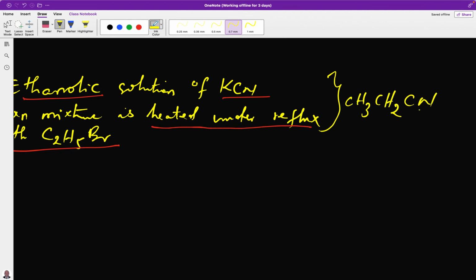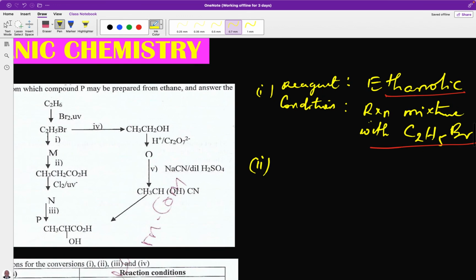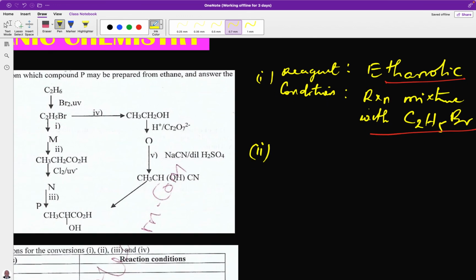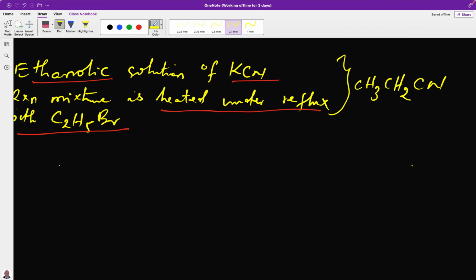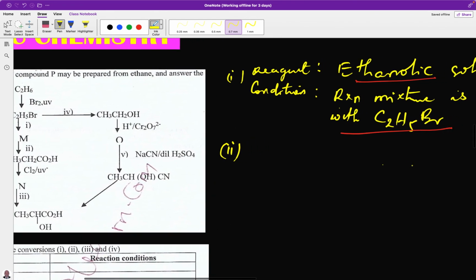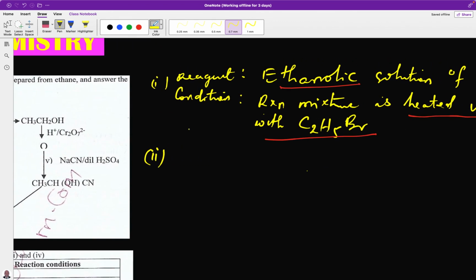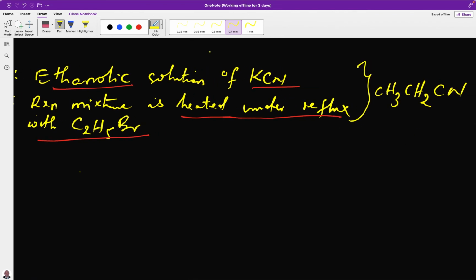Now this will be hydrolyzed, acid hydrolysis. 2 is the reagent and the reaction condition. Now we have propane nitrile. How can we convert propane nitrile to the acid? To convert propane nitrile to acid, this is supposed to be M. By reacting this with this, it gives us this. So this is supposed to be our M.